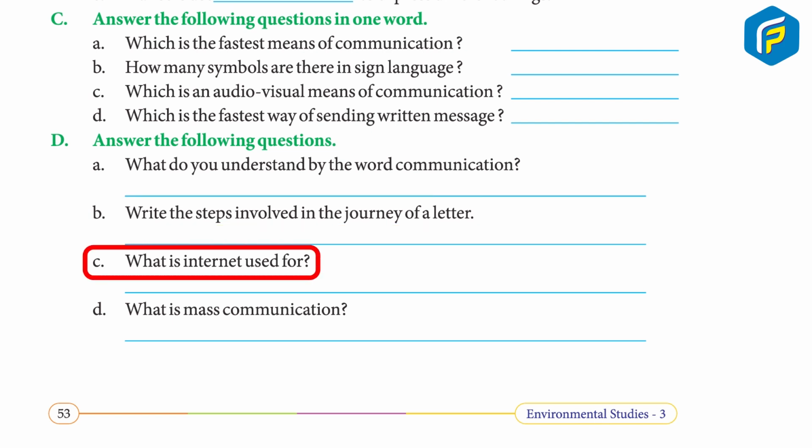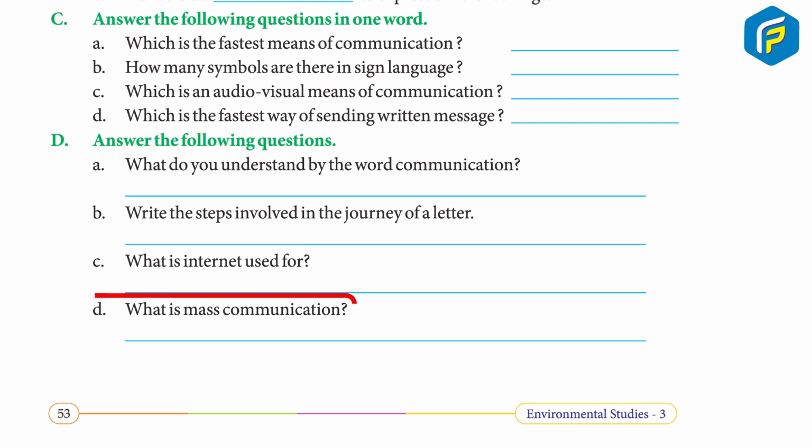C. What is internet used for? Answer: Internet is used for emails. D. What is mass communication? Mass communication is the way of communicating to a large number of people at the same time.